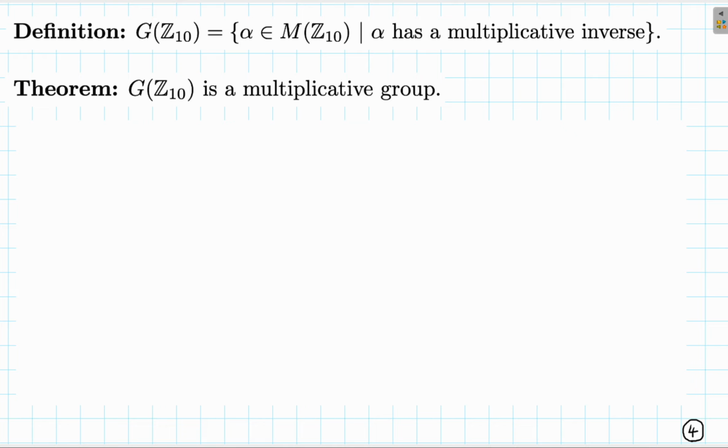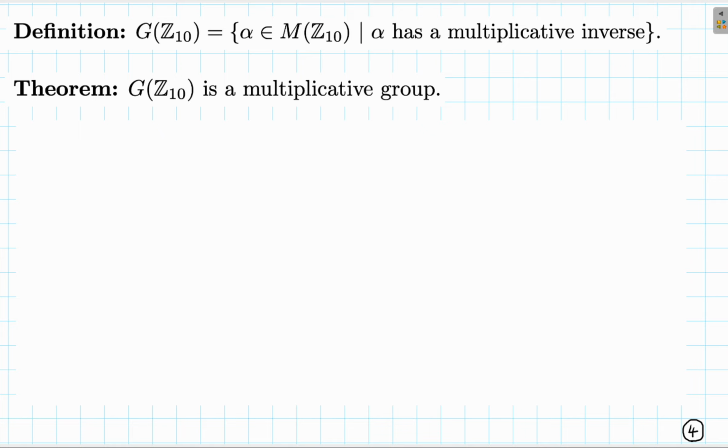So we run into this dilemma once again, where M of Z10, while being a group under addition, is not a group under multiplication. So what's the salvage? Well, we define this subset called G of Z10, consisting of matrices in M of Z10 that have multiplicative inverses. In other words, we toss out the matrices without multiplicative inverses, and we're left with G of Z10.